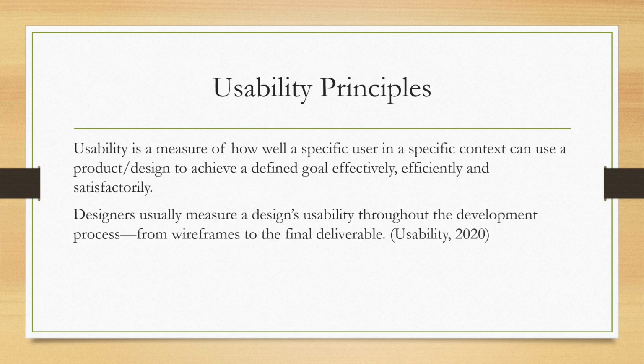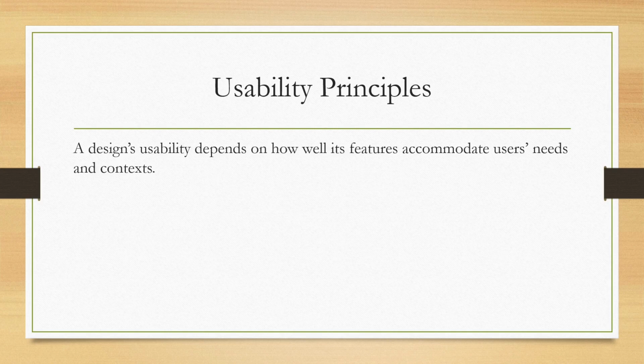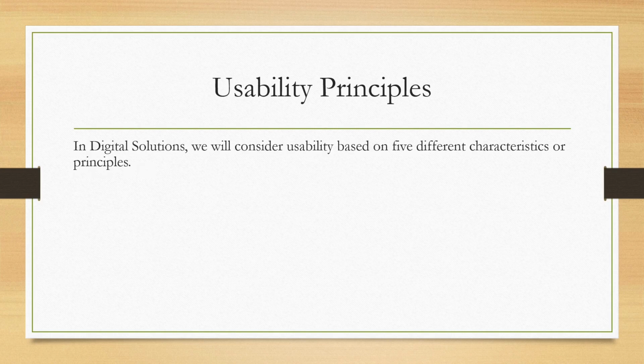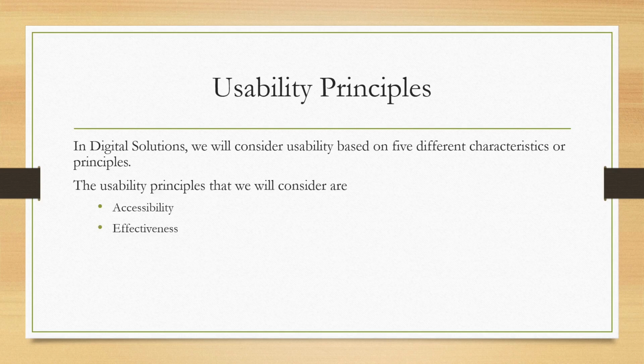Usability is always tested. It's tested from the very beginnings of the project until the very end of the project when we finally deliver it. So the design's usability depends on how its features accommodate users' needs in different contexts. So what is usable in one context may not be usable in another. In digital solutions, we're going to consider usability based on 5 different characteristics, or as they're known, usability principles. These are accessibility, effectiveness, safety, utility, and learnability.